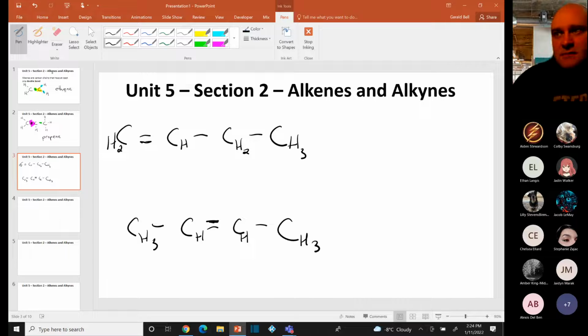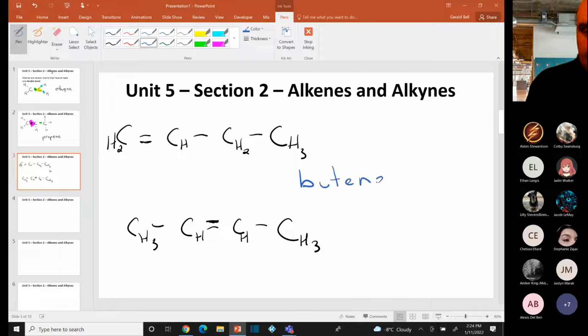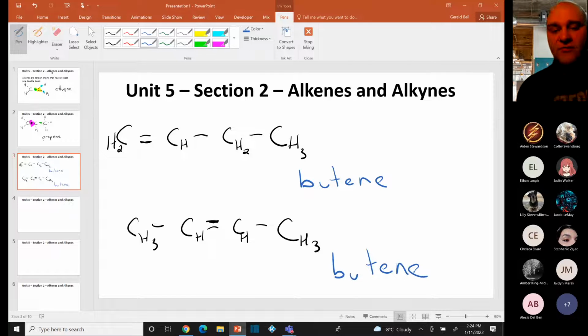Now we are going to need a little addition to our naming conventions here for things with multi-bonds. That's what I call a double or triple bond. I call them a multi-bond. So both of these carbon chains have 4, so both of these names are going to be butene. This is a butene, and this is a butene. But of course, we need a little bit of extra information to indicate where that multi-bond is. Where is it located on the chain?